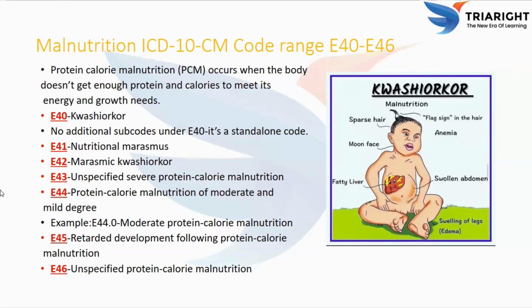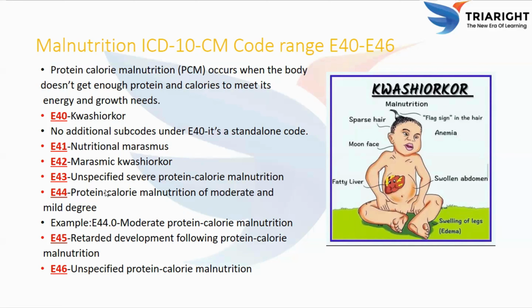So next, coming to the code E42, marasmic kwashiorkor. It's a combination of marasmus, E41 code, and also the E40 kwashiorkor. So a combination of E40 and E41 is marasmic kwashiorkor. So what are the features? Severe wasting plus edema. You can also see the edema, that is swelling of legs, and also the severe wasting.